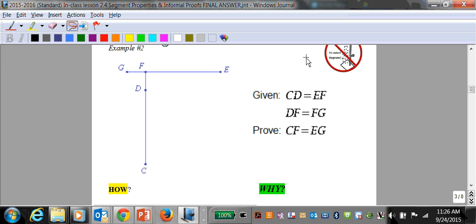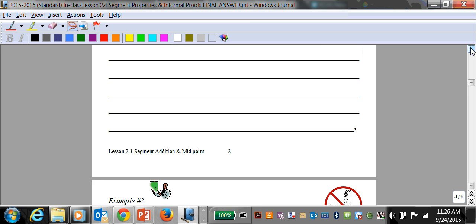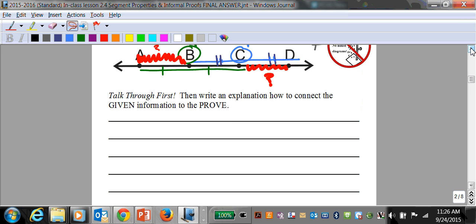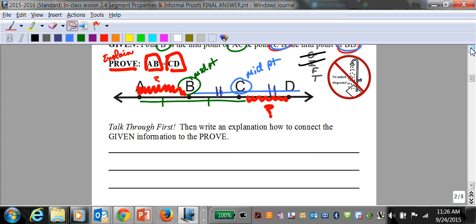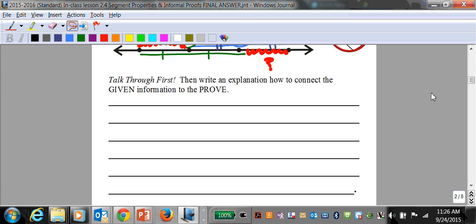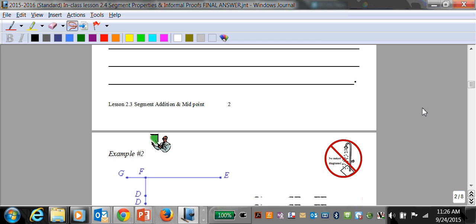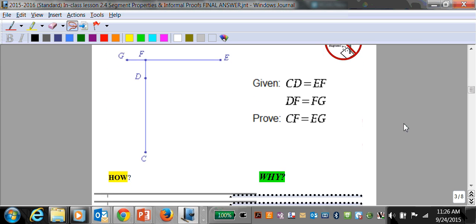This is what's called a narrative proof or narrative explanation. Narrative means now we're going to do something called a more formal proof. It's called a 2-column. Now, you see all these blanks down here?